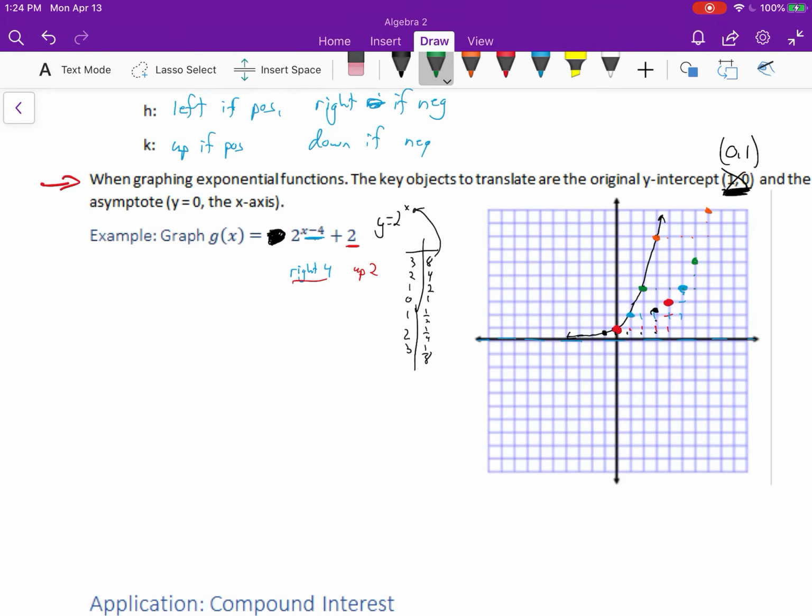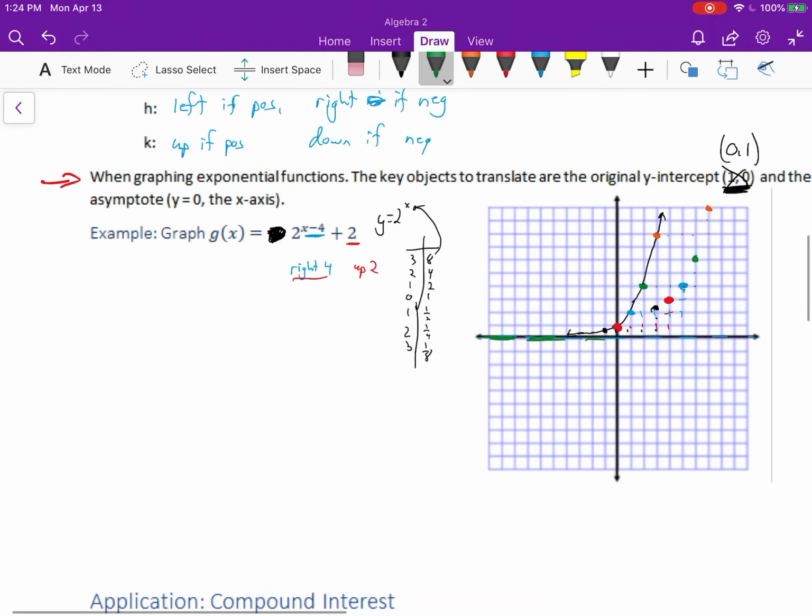And then the other thing to notice is, and we'll go back to a blue color, this was our original horizontal asymptote. It's going to move right 4 and up 2. Well, moving a horizontal line right 4 doesn't do anything. It looks the same, but it is going to move up 2. So up 2. There is the horizontal asymptote.